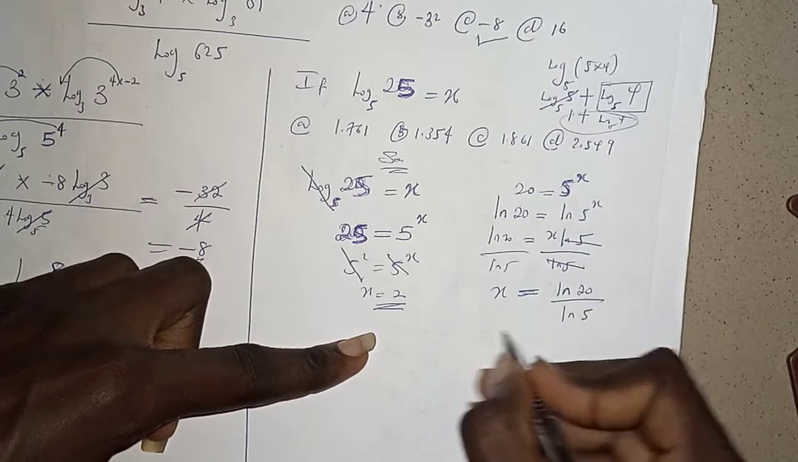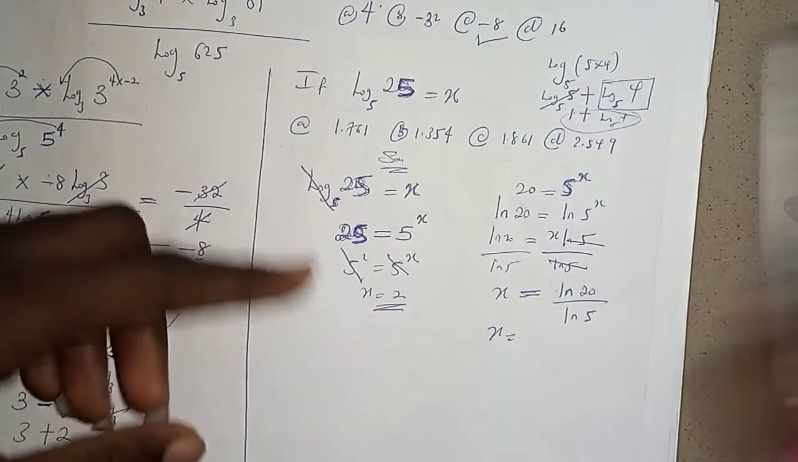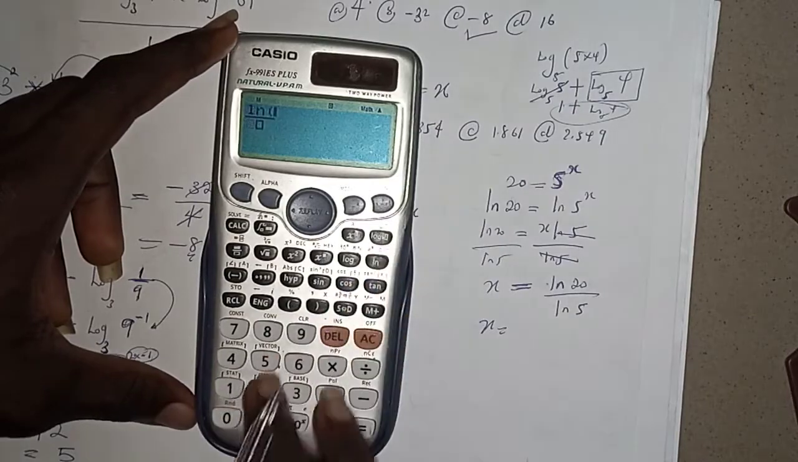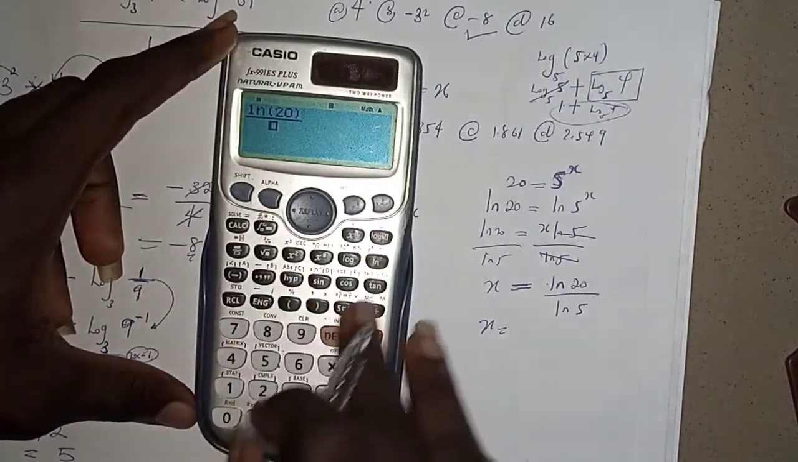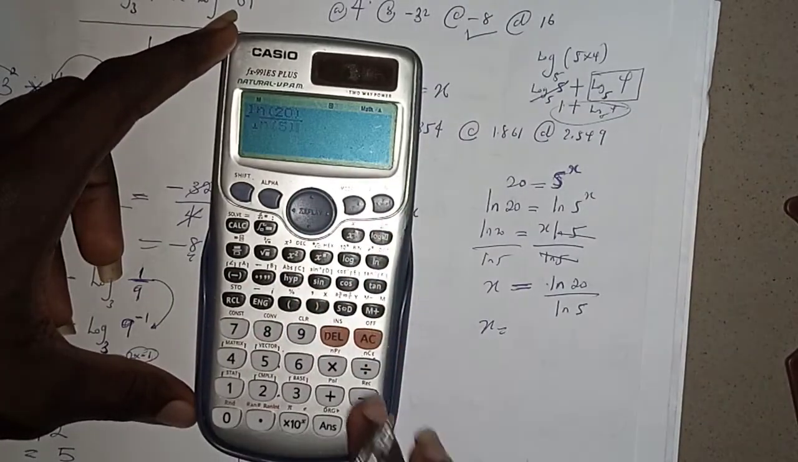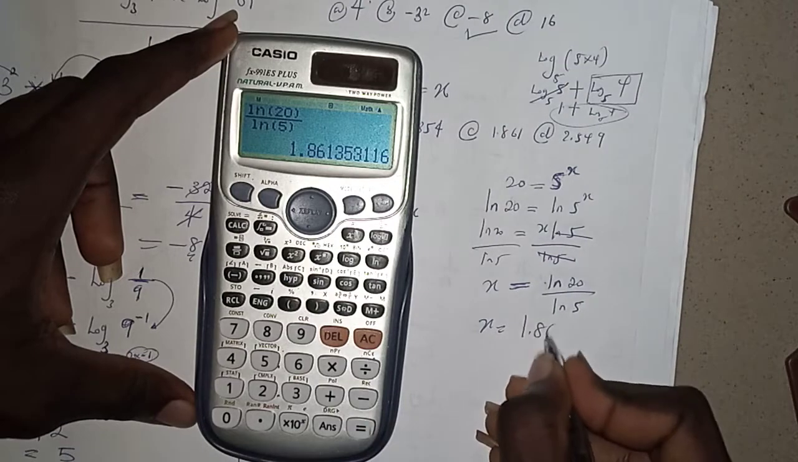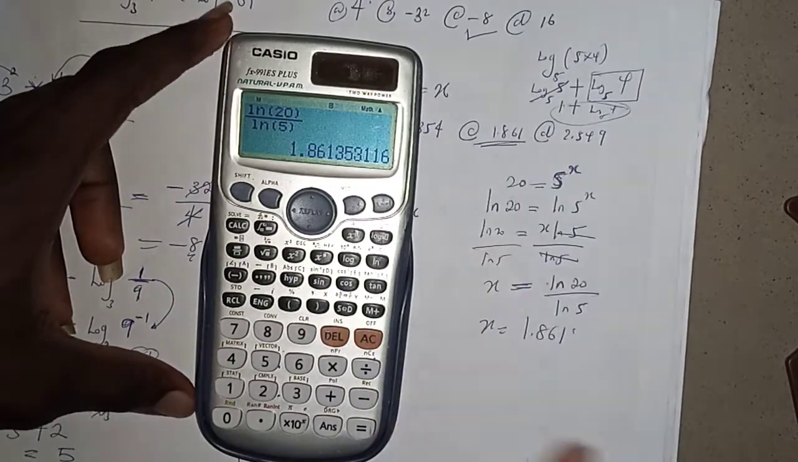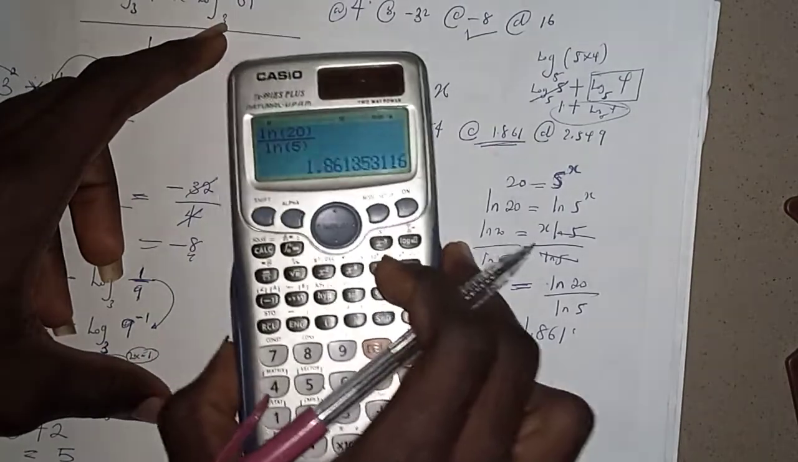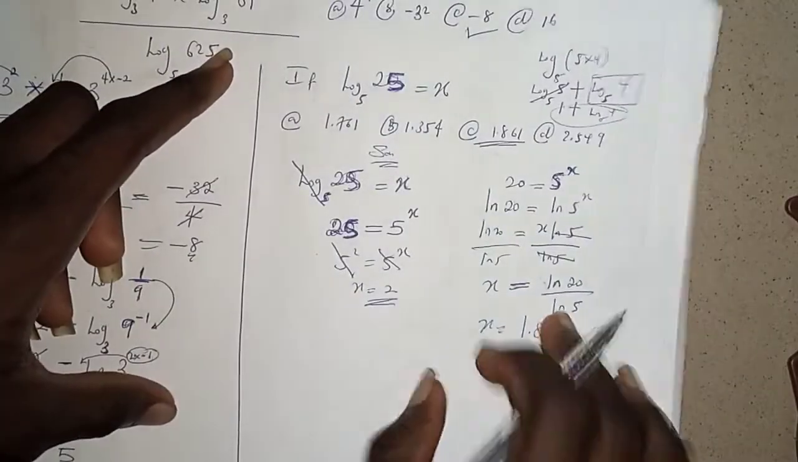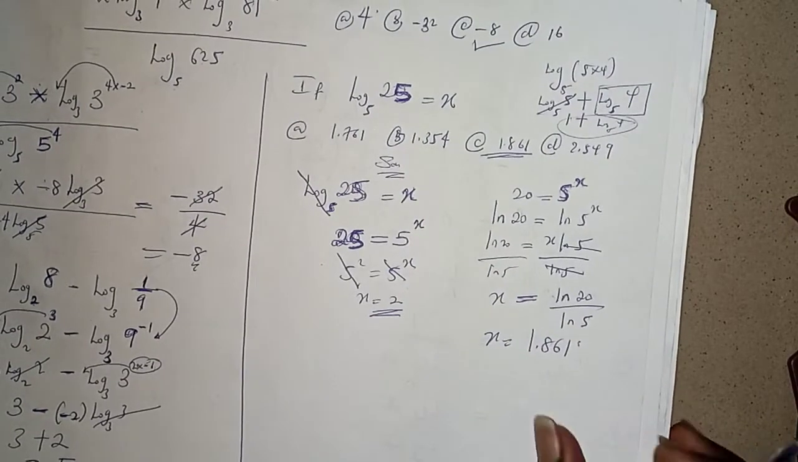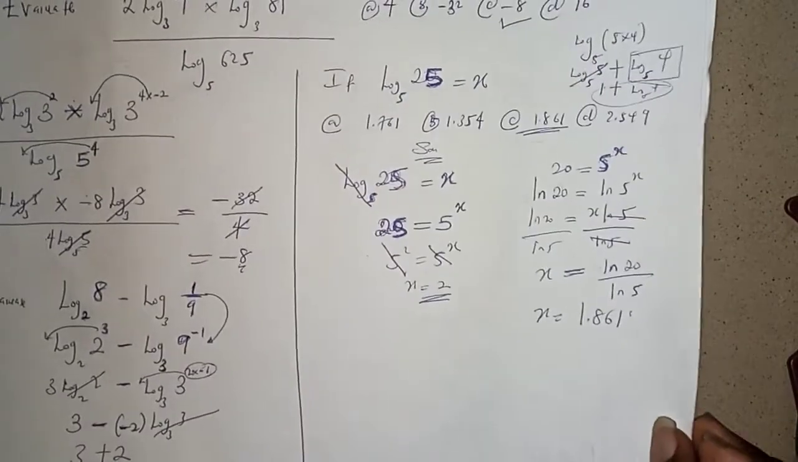So whatever I get now, I have to make use of calculator no matter, I don't have any choice than to use calculator. ln 20 over ln of 5. So whatever I have left now is 1.86135, as you can see. So this kind of question, you usually need a calculator. No matter how it is, you usually need a calculator. So there's no way you can easily detect that. Okay, so that's how it works.